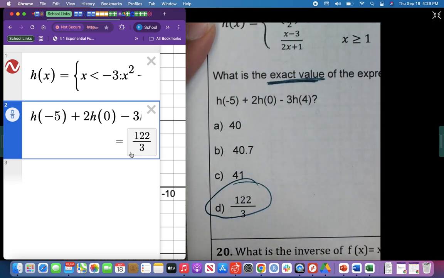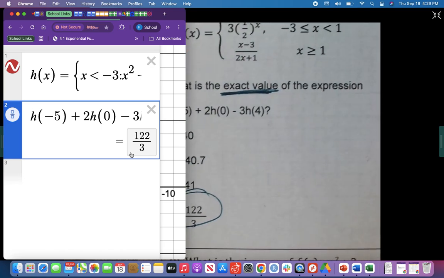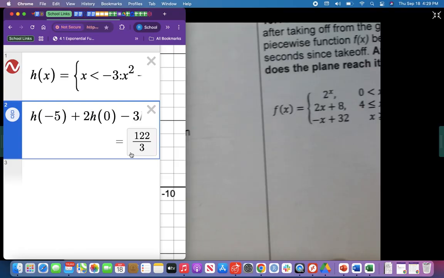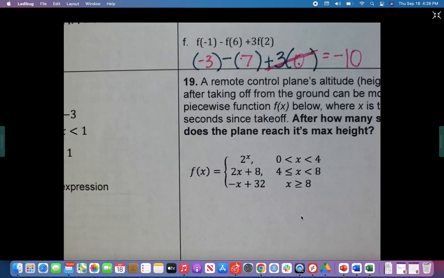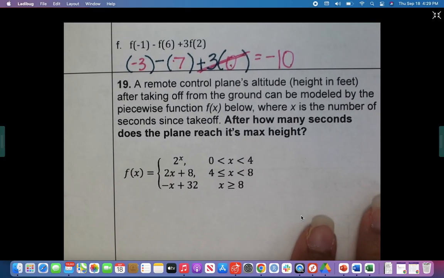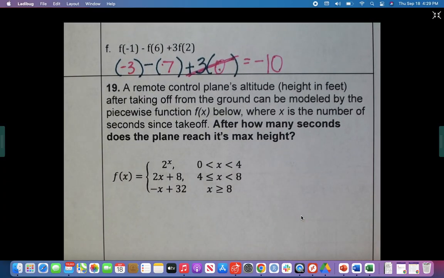All right, last piecewise problem. So number 19. So it says a remote control plane's altitude, so height in feet, after taking off from the ground can be modeled by the piecewise function f of x below, where x is the number of seconds since takeoff. So then the question that it's asking, after how many seconds does the plane reach its max height?